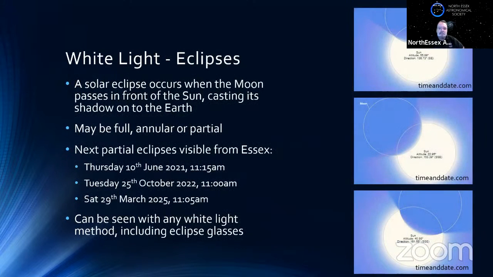Right, we'll talk a bit about eclipses. I won't go on about this too much because you probably understand what an eclipse is. The moon will move in front of the sun. You can have different types of eclipse. Mostly they're partial eclipses, where the moon appears to graze through the sun. The next partial eclipses we've got to see from Essex are the 10th of June 2021, 25th of October 2022, and 29th of March 2025. And you can see those in white light, with eclipse glasses, whatever you've got, very easily.